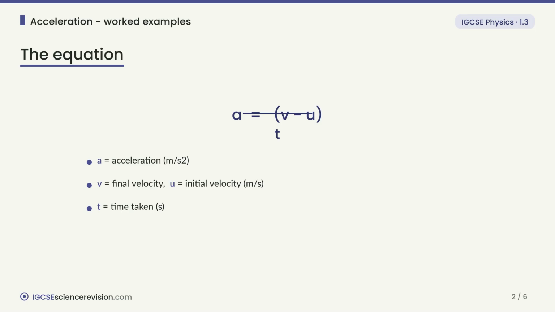Watch out for that u. Forgetting to subtract the starting velocity is the most common slip. You can rearrange it depending on what you need. Multiply both sides by t, and the change in velocity equals a times t. Add u to both sides, and you get a very handy form. The final velocity equals u plus a times t. And if you need the time, it's the change in velocity divided by the acceleration.